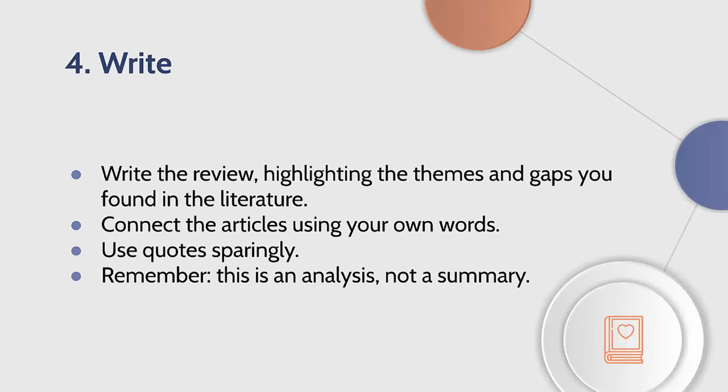Next up is writing the review. So you're highlighting those themes. Your paragraphs would be separated into those themes, highlighting the different articles and what the literature overall has found in relation to that theme. So you're really trying to connect the articles in a narrative way rather than summarizing each article within the paper. You want to use quotes sparingly or to highlight an important point, right?